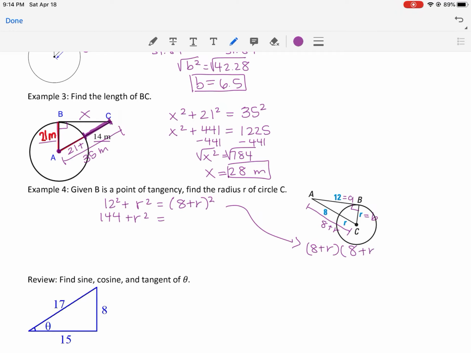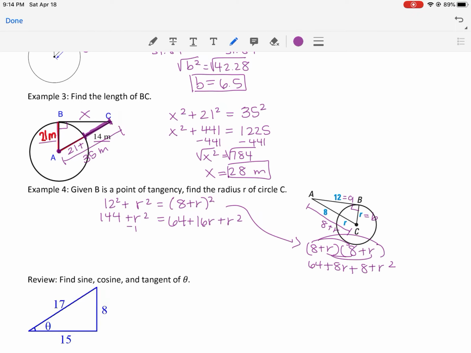Let's talk about what 8 plus R squared really means. That's really 8 plus R times 8 plus R. Think about distributing back to quarter 1. We get 8 times 8 is 64. 8 times R is 8R. R times 8 is 8R. And R times R is R squared. So over here we'd have 64 plus 8R plus 8R is 16R plus R squared.